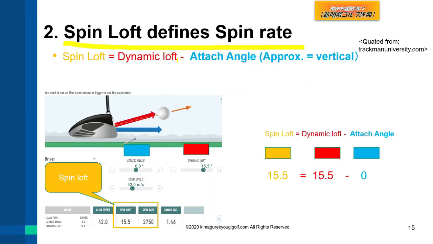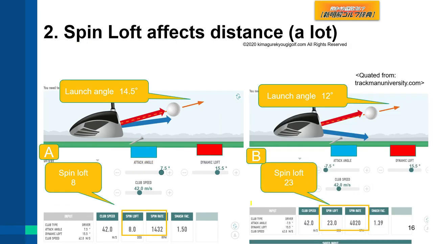Okay, the spin loft is defined by dynamic loft minus attack angle. This is an approximation for the vertical component of the spin. In this sample here, the attack angle is 0 and the dynamic loft is 15.5. So the spin loft is 15.5 minus 0. Spin loft affects your distance a lot.